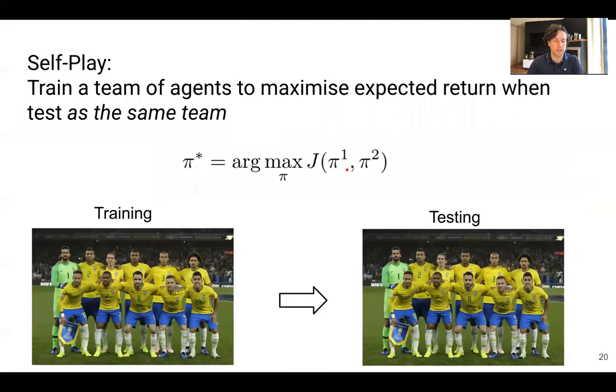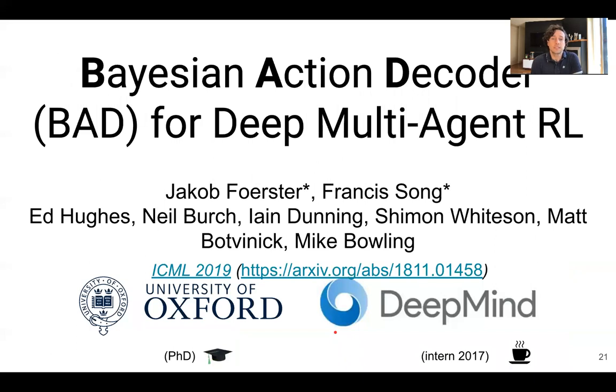So let's talk about self-play. What are we doing in self-play? In self-play, we are training a team of agents to maximize the expected return when they're being tested as the same team. So here pi star is just the argmax when we're pairing pi1 with pi2, and that's it. And we're doing the same during the training session. It's the Brazilian team playing together as we do at test time. And that seems like a very reasonable thing to do if you want to have a team of robots that gets deployed together and never has to collaborate with anyone else in the world that isn't part of the same team of robots. We address this setting partially by the Bayesian action decoder, bad acronym here, for deep multi-agent reinforcement learning, which was published last year at ICML. And it was great work with my collaborators at DeepMind and Oxford.